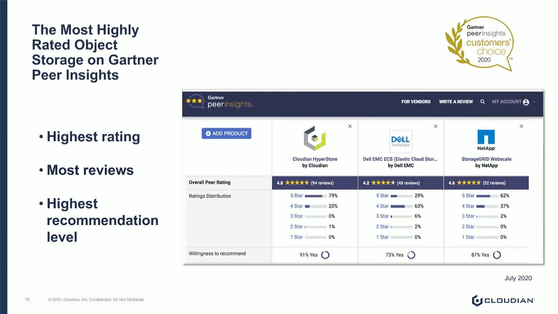This is what our customers are talking about. Cloudian today is the most highly rated object storage solution on Gartner's Peer Insights. This is not Gartner talking, this is customers giving their ratings, and we were the Gartner Peer Insights Customer Choice Award winner for 2020. It's the highest rating, most number of reviews, highest number of recommendations across all the different storage vendors out there on Gartner's Peer Insights.